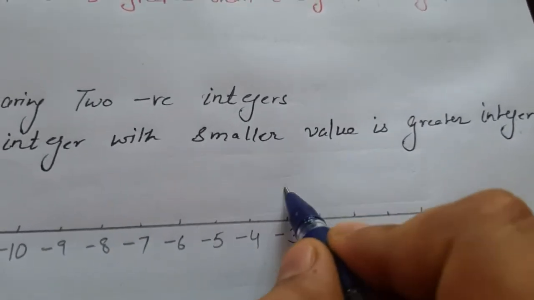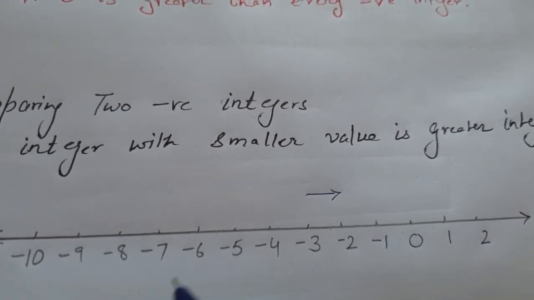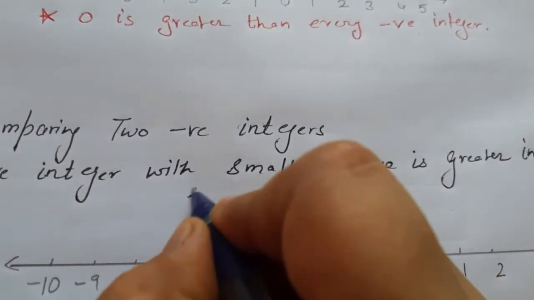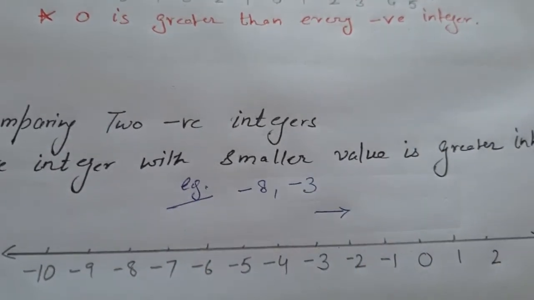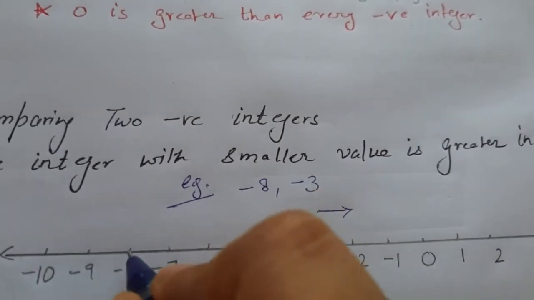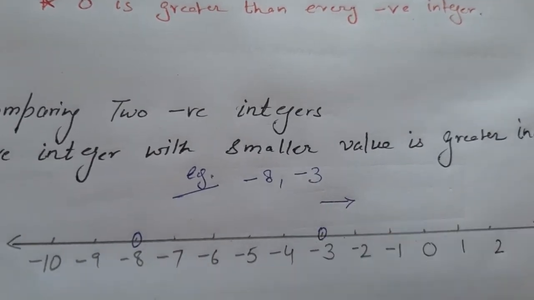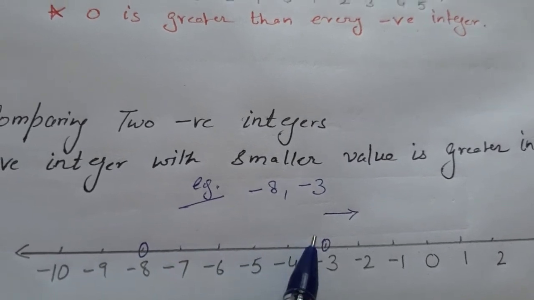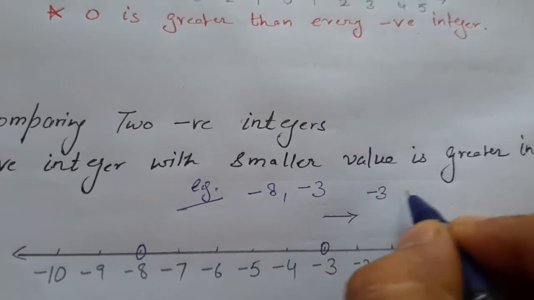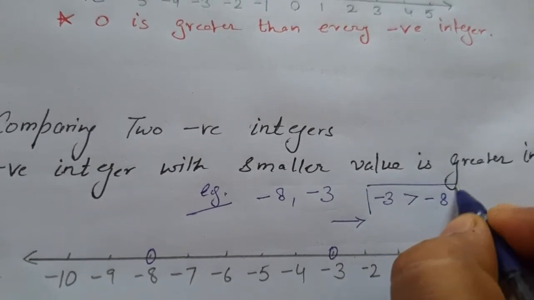As we move towards right side, the numbers keep on increasing. So let us compare any two numbers. Let us take the example minus 8 and minus 3. First of all we will mark it on the number line, minus 8 and minus 3. When we are moving towards right side, the numbers keep on increasing. It means minus 3 will be greater than minus 8.